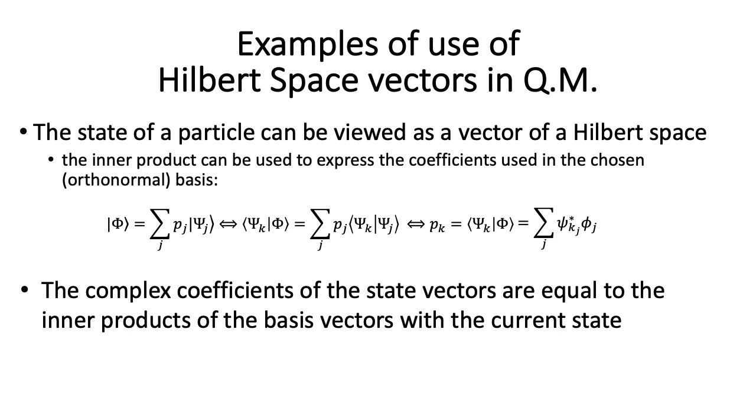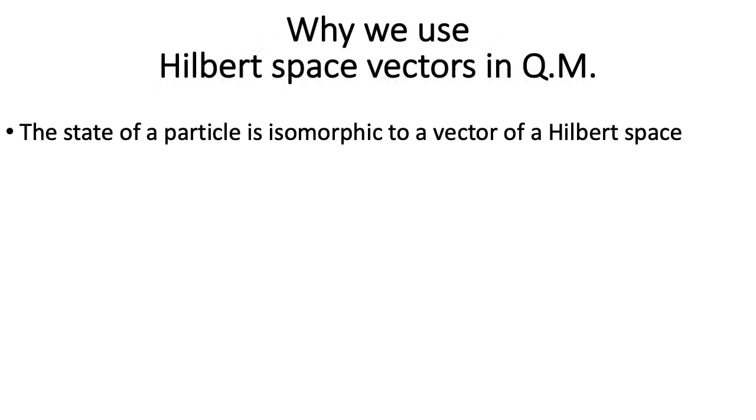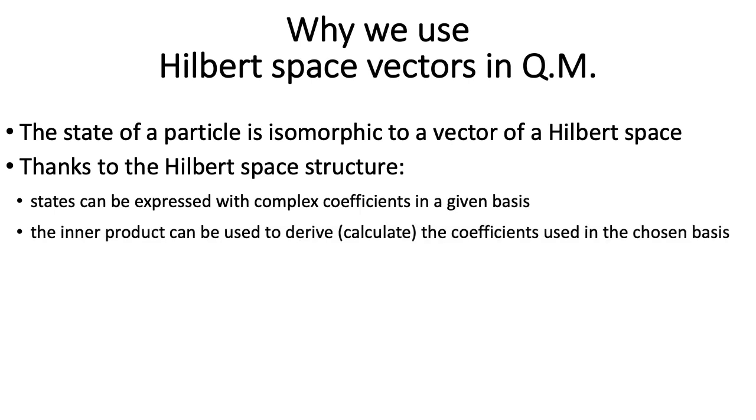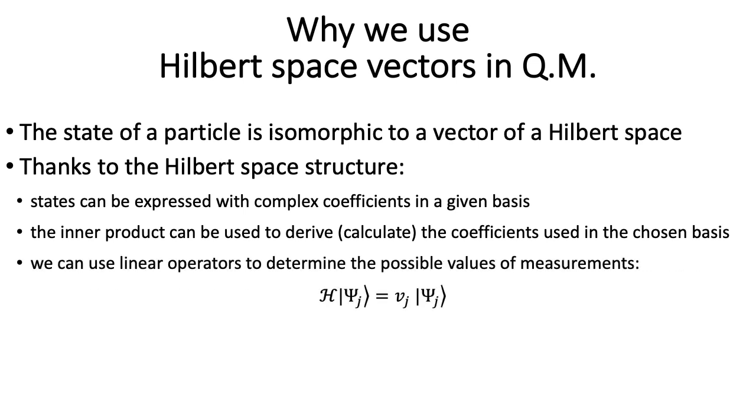So let's summarize what we've learned about the Hilbert spaces and the way we're using them. We've seen that the state of a particle is isomorphic to a vector of a Hilbert space. And thanks to that structure, the states can be expressed with complex coefficients in a given basis. And the inner product can be used to derive, which means to calculate, the coefficients used in the chosen basis. And we can use some specific linear operators to determine the possible values of measurements. Crazy. So let's see now what those special operators really are.